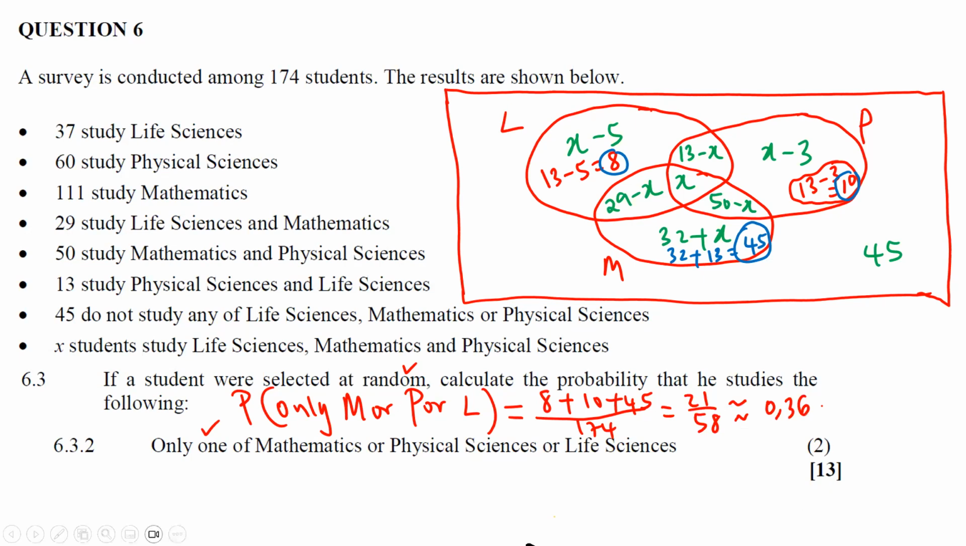So now, if a student was selected at random, calculate the probability that he studies only math or physics or life sciences. The probability is 0.36. Next question. That is the end of the Venn diagram question.